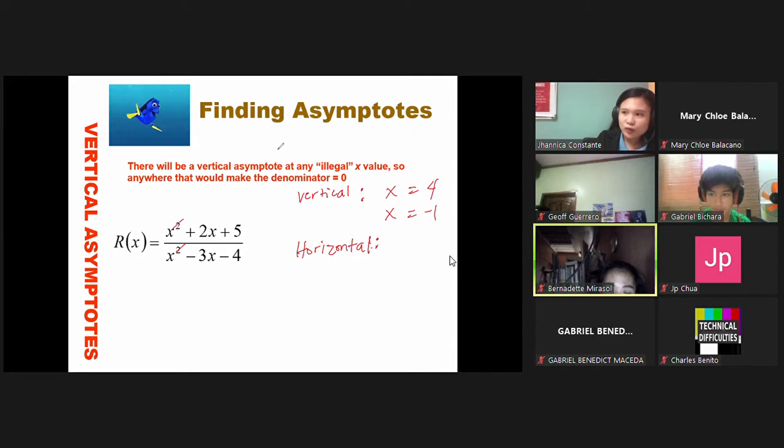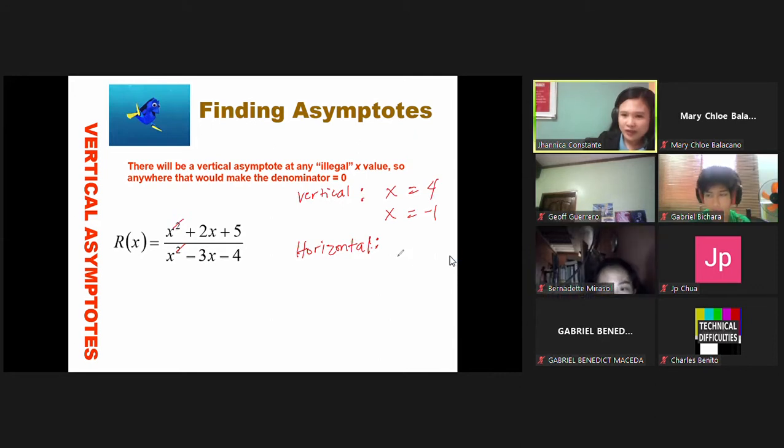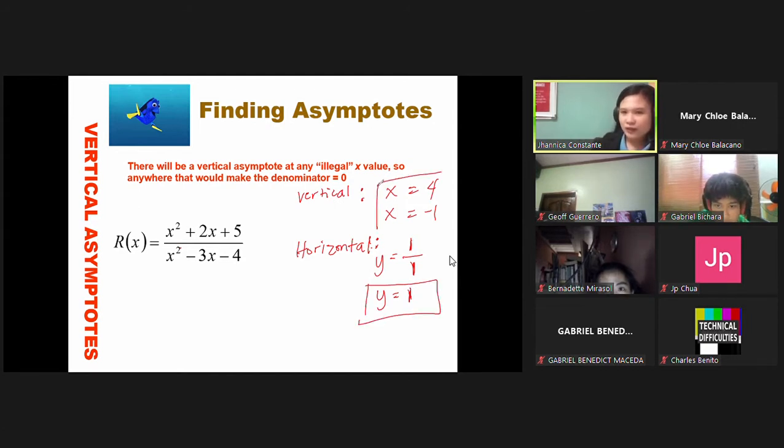The coefficients that we have are 2 and 1. That's the coefficient of the two equations that we have in our rational function. So we're going to divide the coefficients that we have, which is 1 divided by 1 is equal to 1. So that is the horizontal asymptote of our function.